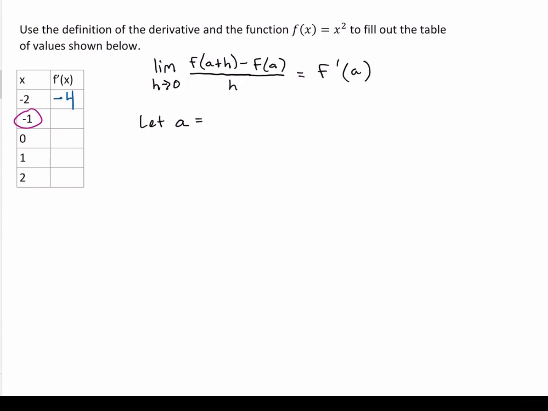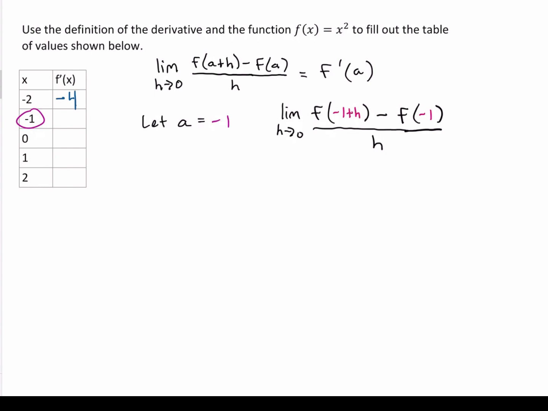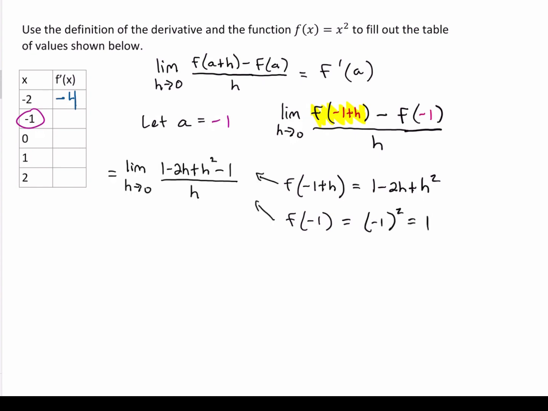Okay, so here is the solution for a is -1, and we just put it into the definition of the derivative formula, paying attention to finding f of -1 plus h first. Simplify -1 plus h squared, simplify -1 squared. For each of these results, you just put it into the definition of the derivative. We're looking to simplify the numerator, and 1 minus 1 is 0.